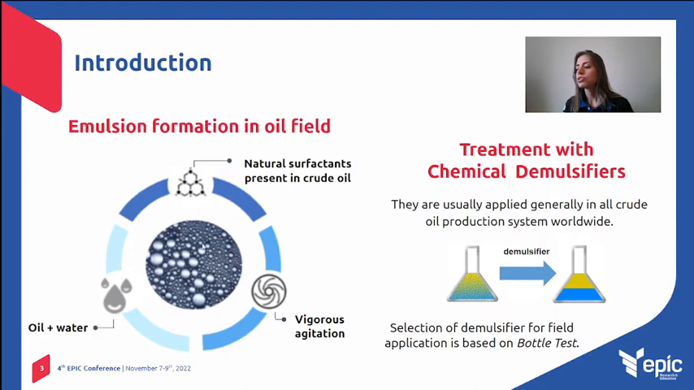When this kind of emulsion is formed, it can impact oil production because of increased fluid viscosity, decreased pump performance, reduction of lifting capacity per stage, increased power energy consumption, and other problems. Therefore, it's totally necessary to apply some treatment to break the emulsions, and treatment with chemical demulsifiers is usually applied generally in all crude oil production systems around the world.